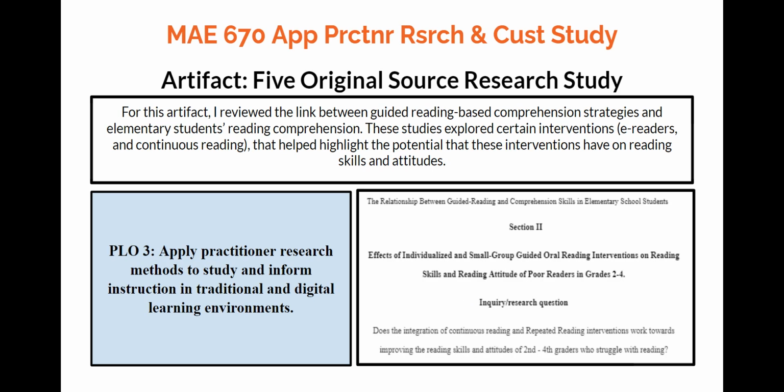MA 670 was Practitioner Research and Study. For this artifact, it was the 5 original source research study. I reviewed the link between guided reading-based comprehension strategies and elementary students' reading comprehension. These studies explored certain interventions, such as e-readers and continuous reading, that helped highlight the potential that these interventions have on reading skills and attitudes.